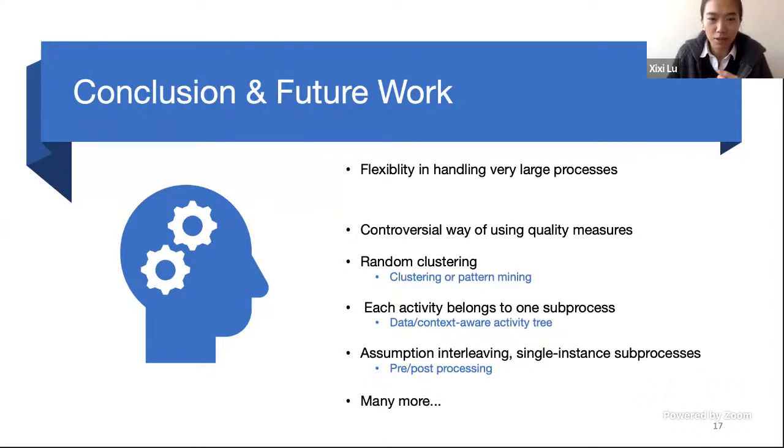We can extend that by, for example, attaching conditions to that, data-aware, context-aware conditions. And we now assume it's interleaving and single instance. It's always interleaving, let me put that way. You could handle that by either pre or post processing the sublogs to discover multi-instances or segments in the traces and many more.